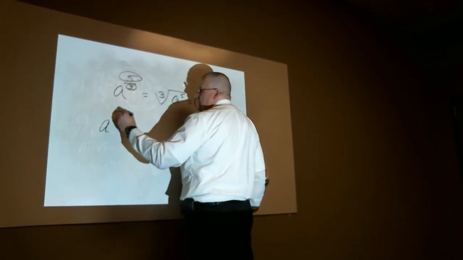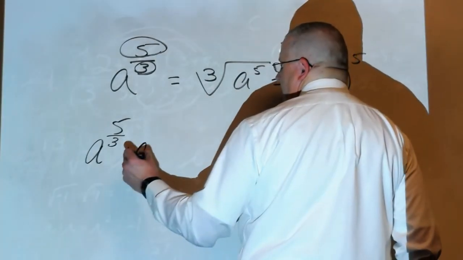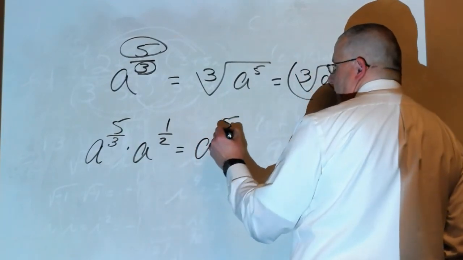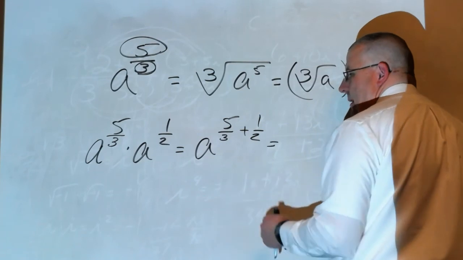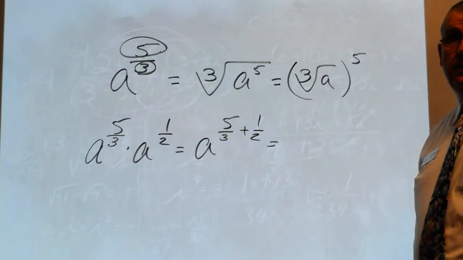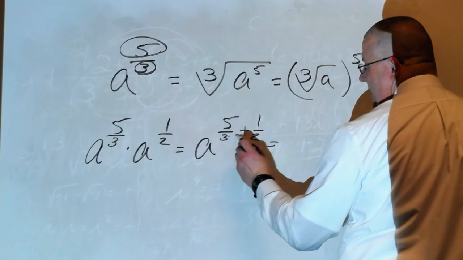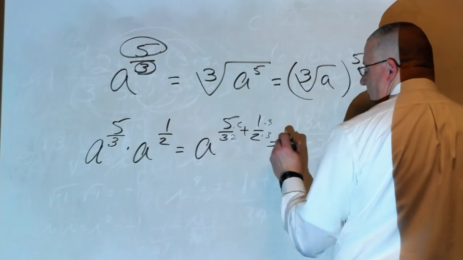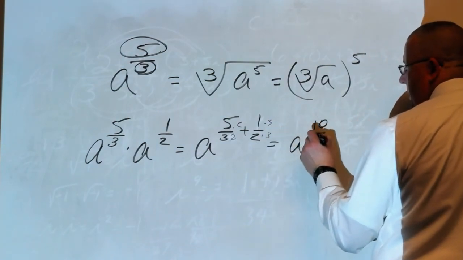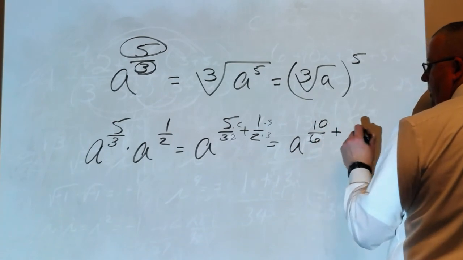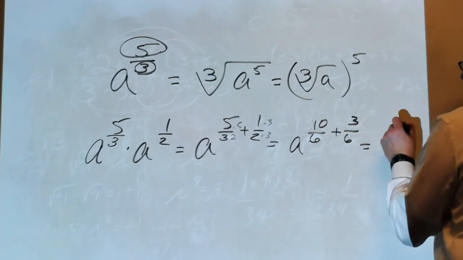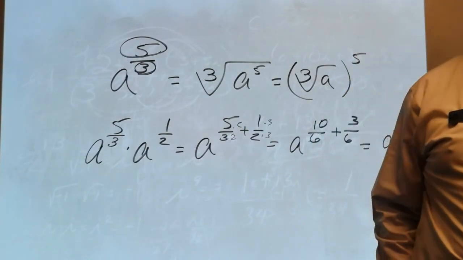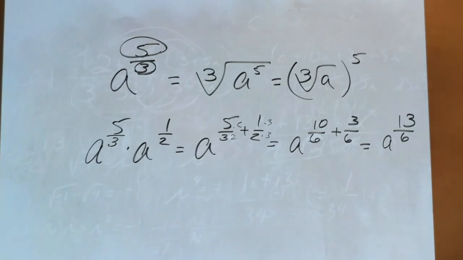I had a to the 5/3 times a to the 1/2. Properties of exponents, that's a to the 5/3 plus 1/2. Common denominator, combine the numerators, and common denominator would be 6, right? But I have to multiply this by 2 over 2, and this by 3 over 3. That would be a to the 10/6 plus 3/6, or a to the 13/6. Might be one on there, but you just need to know how to manipulate rational exponents.